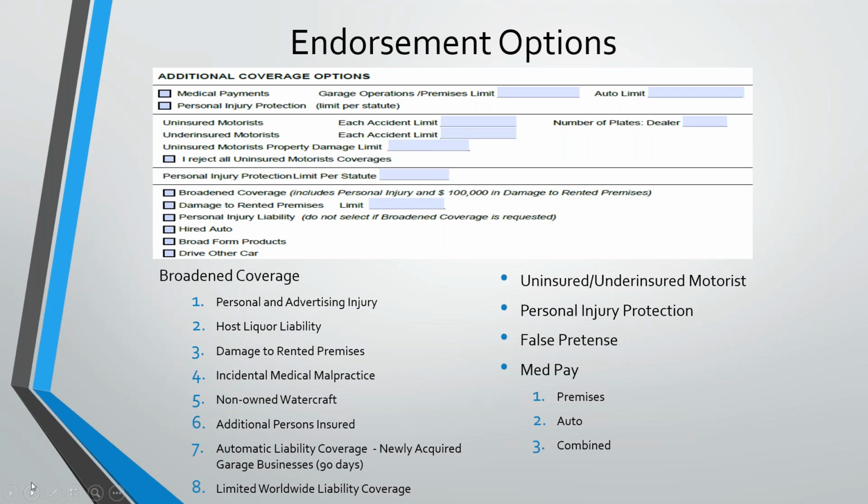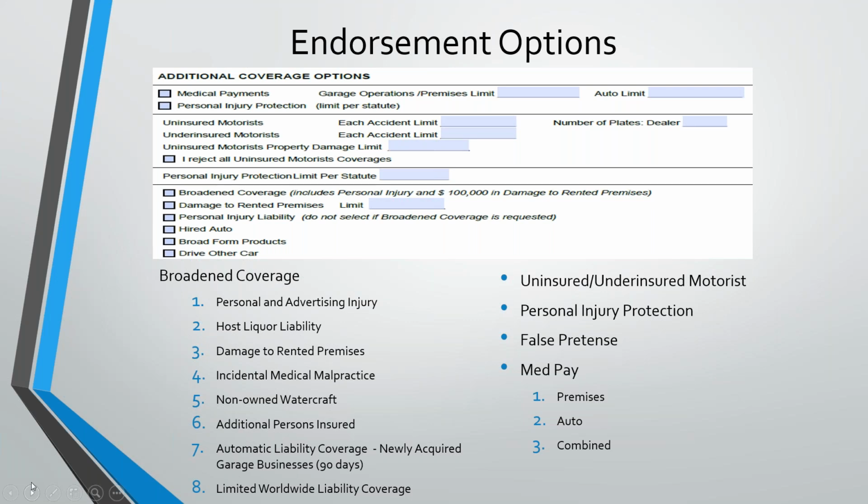Dina? So we've got some additional endorsement options. We've got the personal and advertising injury, the host liquor liability, the damage to rented premises. I think Kim's better at explaining what each of these are than I am. You're doing great.